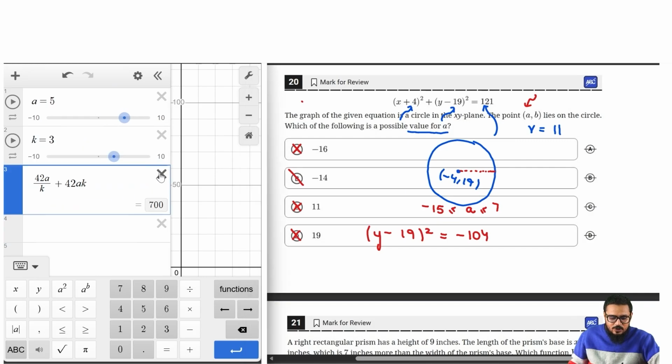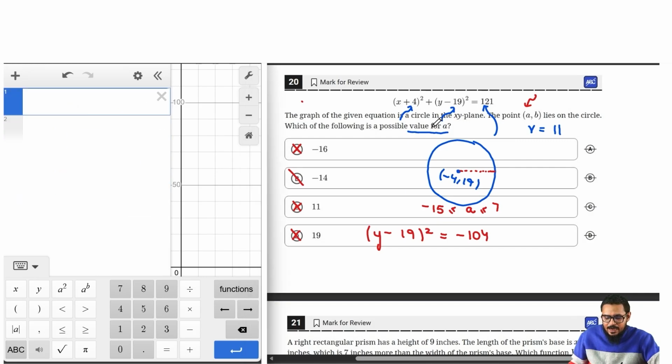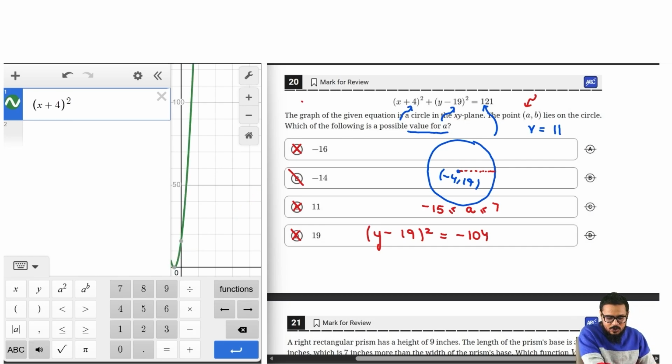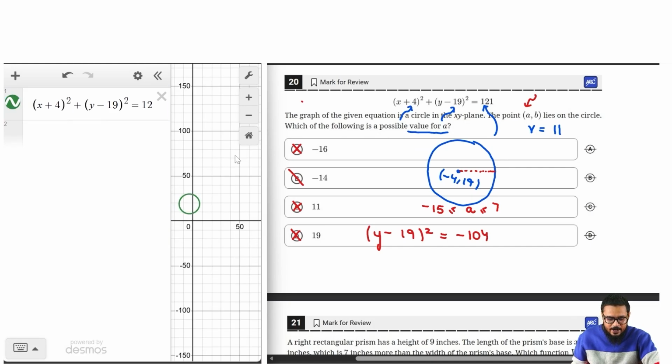But let's say you do not know anything about circles and you want to understand what is actually happening in this question. You can just type this entire equation into a graphing tool and see what type of graph you get. x plus 4 whole square, that's my first term, and then plus y minus 19 whole square, and then r square's value is basically 121. Now, since my a represents the value of x, the question asks which of the following is a possible value for a. This is my circle right over here.